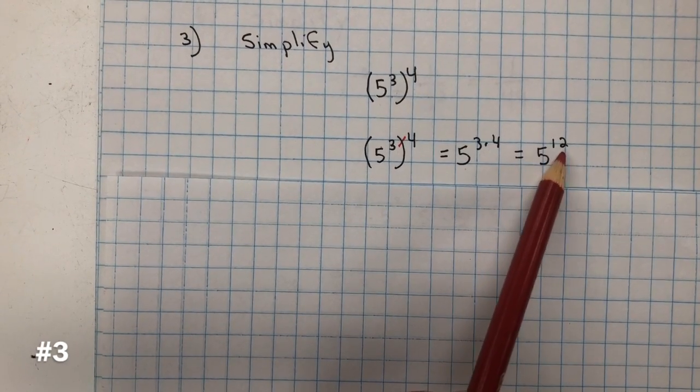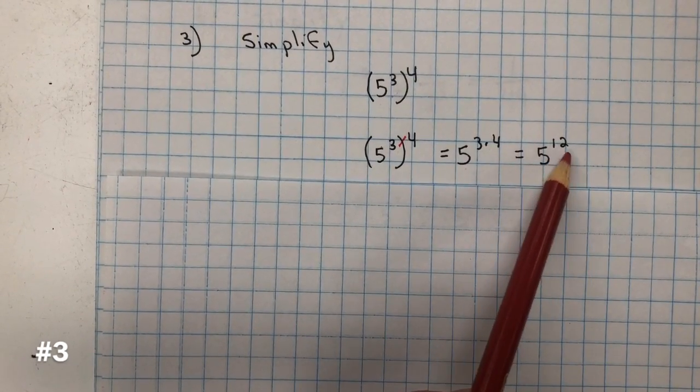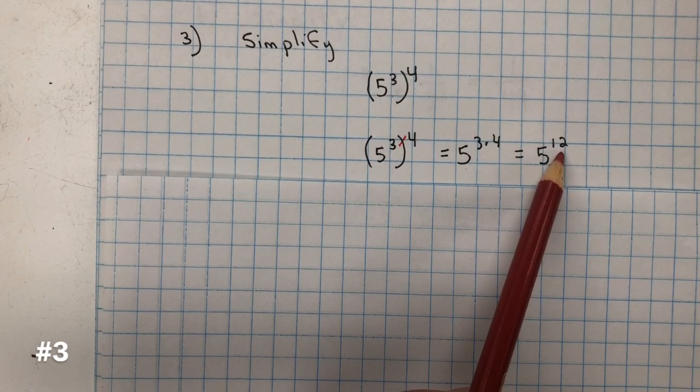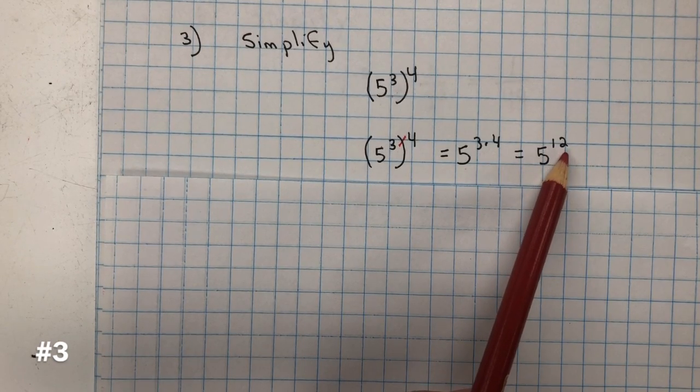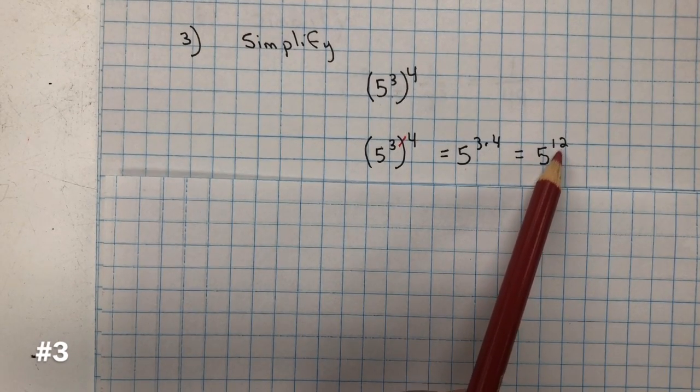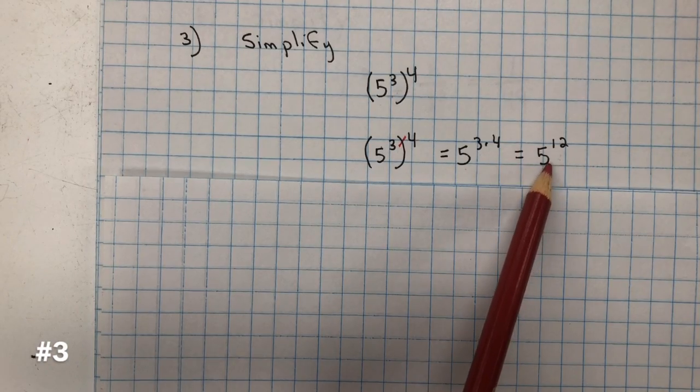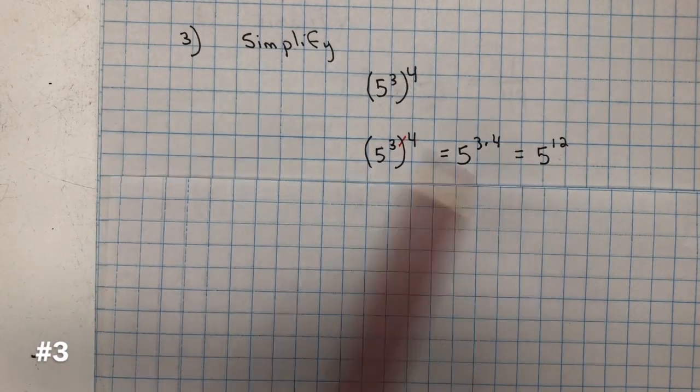And I'm going to leave it as an exponent form. If this was 4 or less, then I would simplify it. But since it's 5 to the 12th power, I'll leave it in this form.